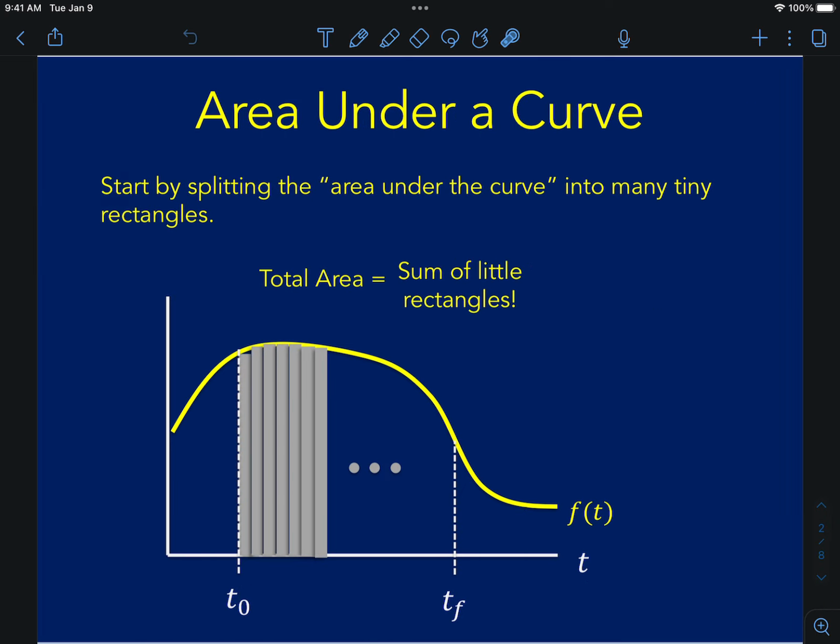The way we're going to do that is we're going to split all of this area into little tiny rectangles, right? So we're going to take a whole bunch of little tiny rectangles and add them all up together to get the area under the curve. So that's the basic idea.